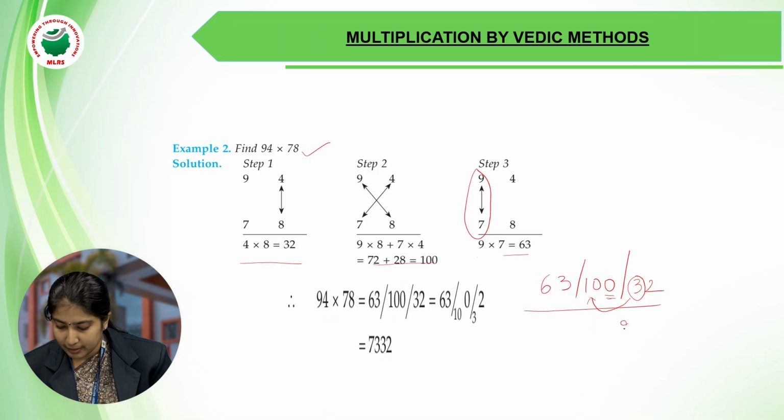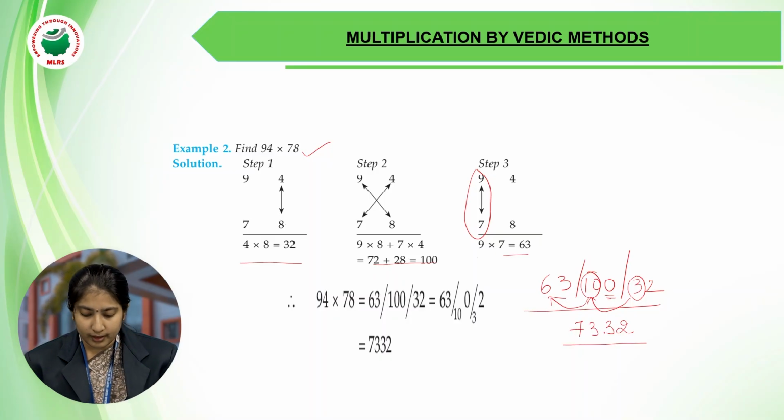So your answer will be 2, and when this 3 is being added to the 0, it will become 3, and here this 10 will be forwarded to the next side of the number 63, giving the answer 7332, which is the shown answer here.